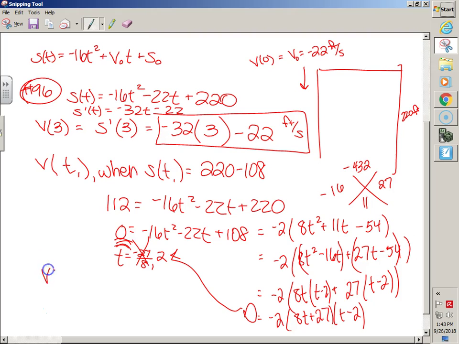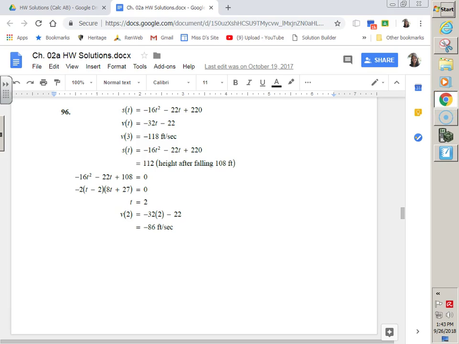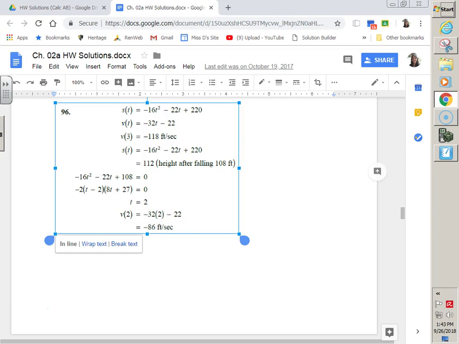So what do I need to find? V of 2. How? Plugging and chugging into the velocity formula, which is -32 times 2 minus 22? Is that what's going on? Anyway, at this point, I think we at least have the idea of what's supposed to be happening. Let's go back to the answer and say, hey, they set position equal to 112. They figured out the positive time where that happened. They plugged into velocity, and they got -86 feet per second. Whew.